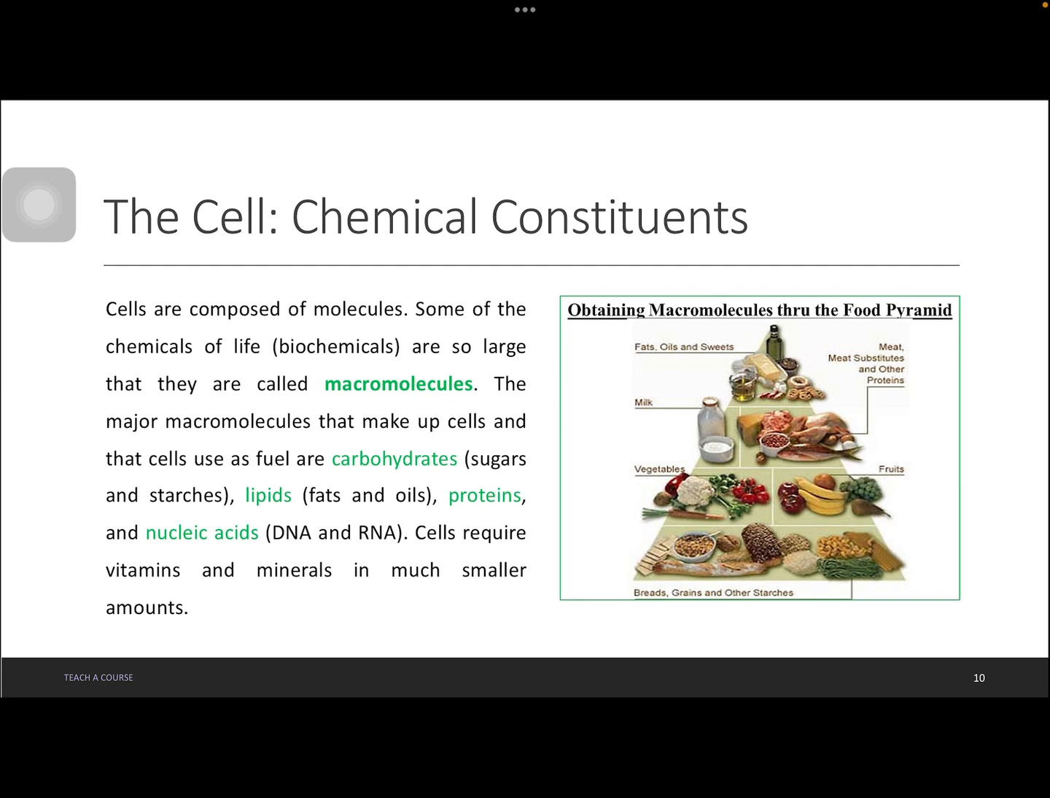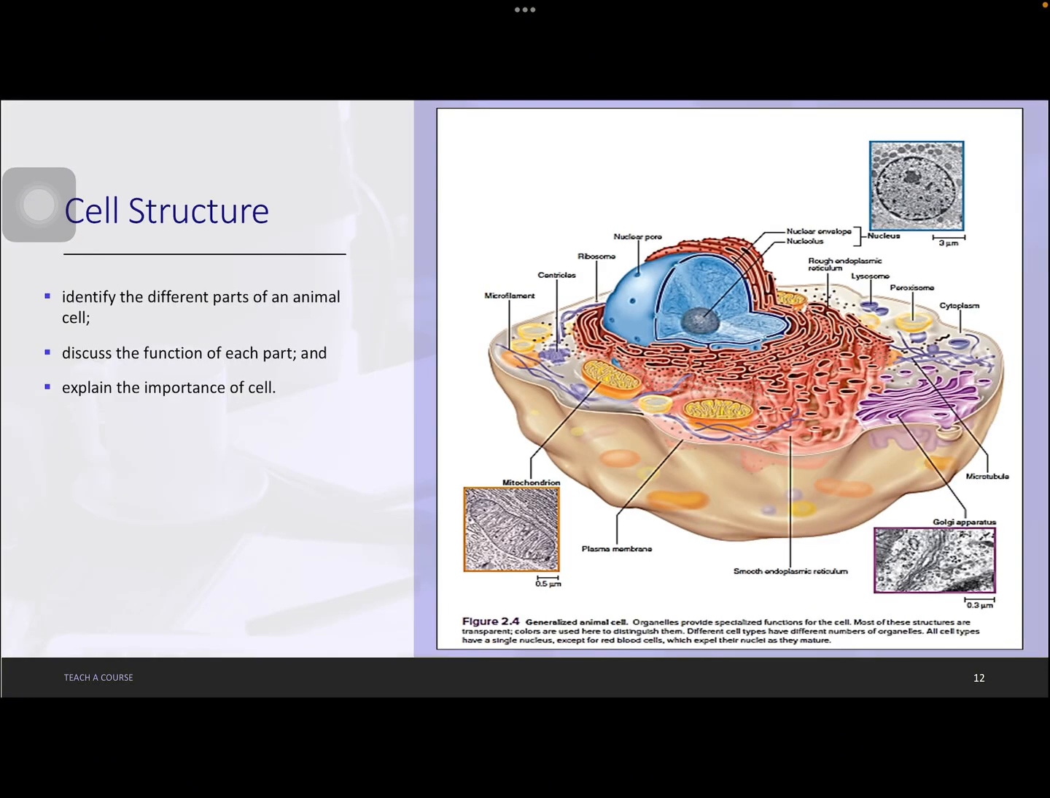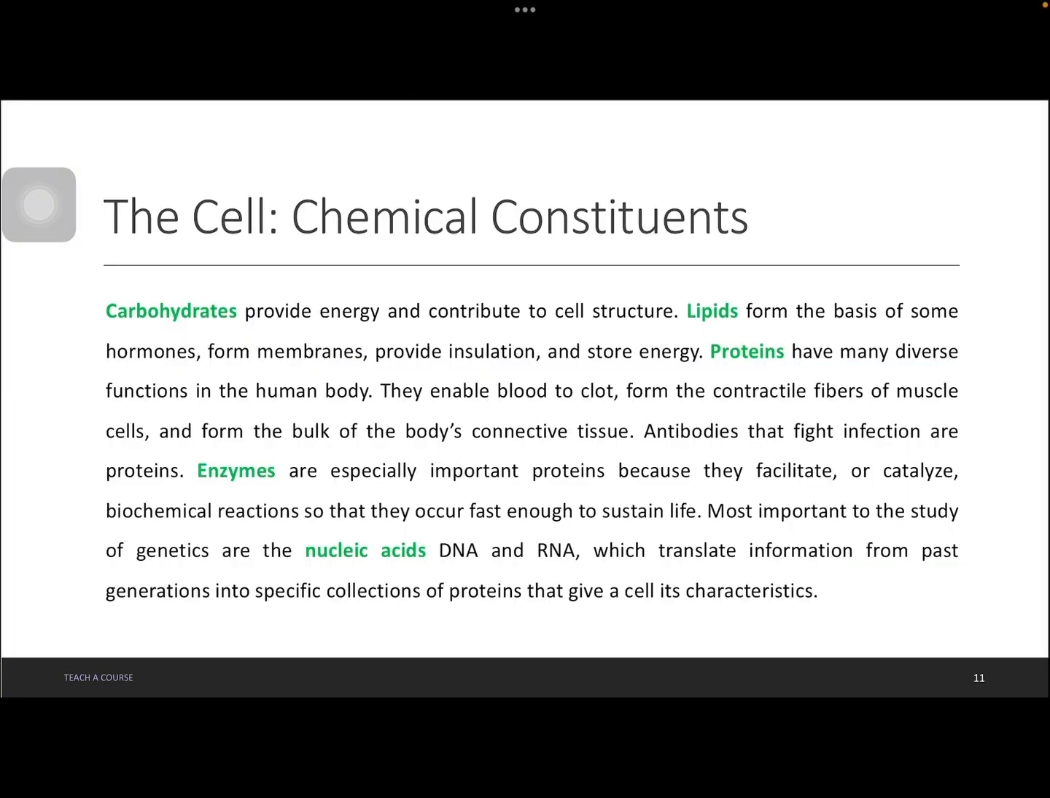Si carbohydrates po ay for fuel. Si lipids is for temperature regulation. Si protein for function. And lastly, si nucleic acid for genetic information. So, tandaan po natin yung apat na yon. Ayan, na-sum up ko naman yung function nila, bawat isa.